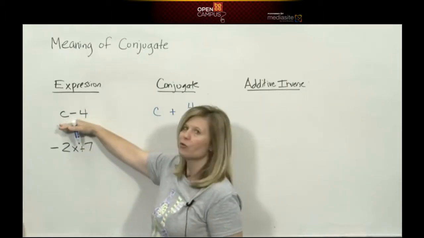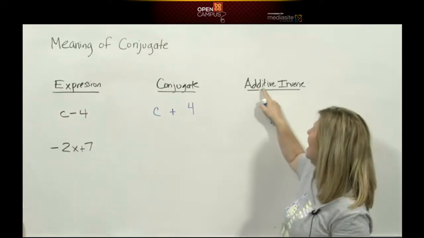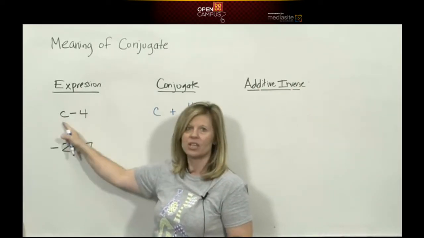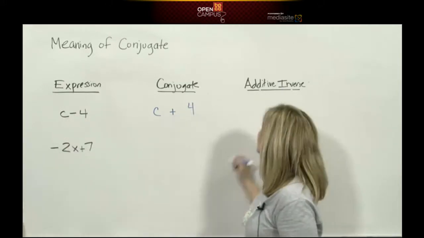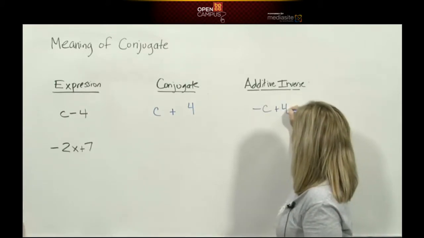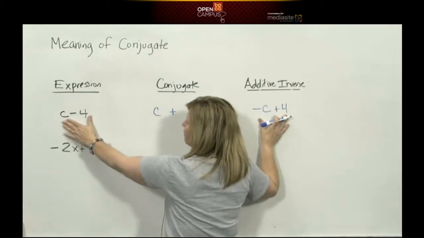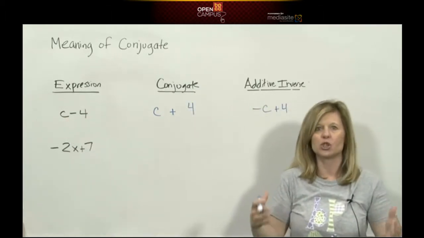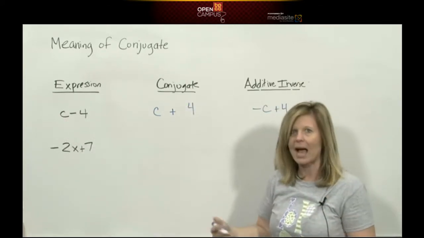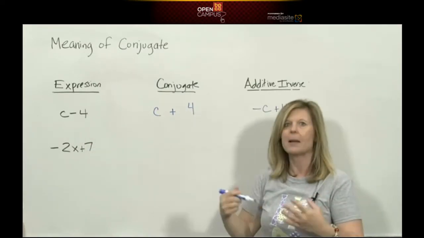Now, if I asked you for the additive inverse of c minus 4, additive inverse means to add the opposite, which means I would want the opposite of each of these pieces, these terms. What's the opposite of c? Negative c. What is the opposite of negative 4? Positive 4. We know if these expressions are additive inverses, if we add them up, we should make a 0. So if I took c and added it to negative c, they would cancel out and make a 0. If I took negative 4 and added it to positive 4, they would cancel out and make a 0.